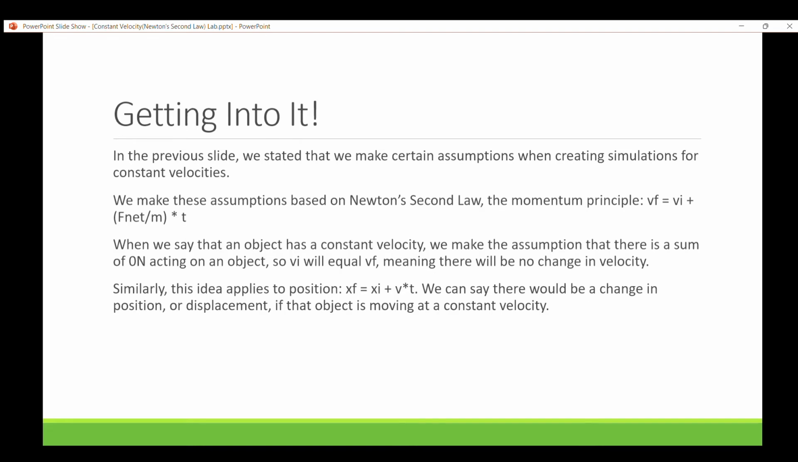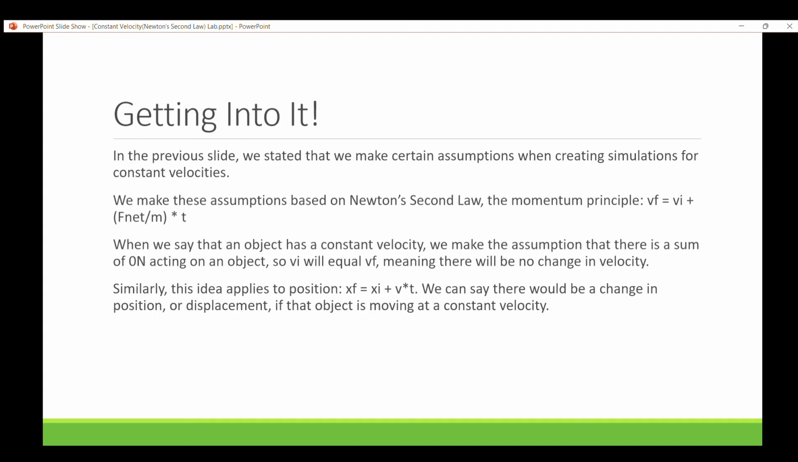Getting into it, we looked at certain assumptions we make in the previous slide when we're creating these simulations for constant velocities. We make these assumptions based on Newton's second law, the momentum principle, which basically states final velocity is equal to initial velocity plus the sum of all forces divided by mass times time. When we say that an object has a constant velocity, we make the assumption that there's a sum of 0 newtons acting on the object total. So the initial velocity will equal the final velocity, hence there will be no change in velocity.